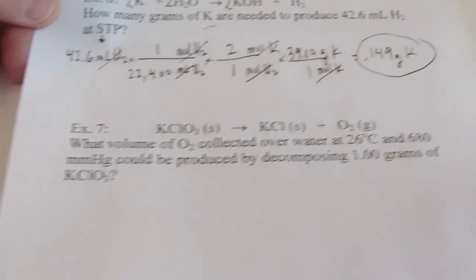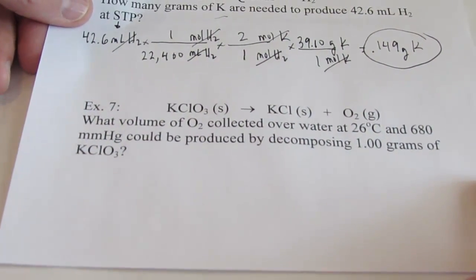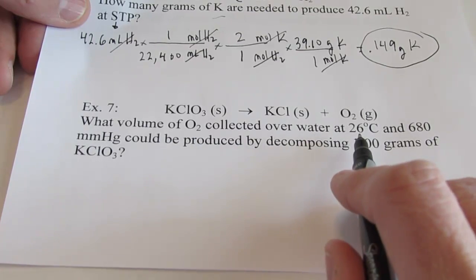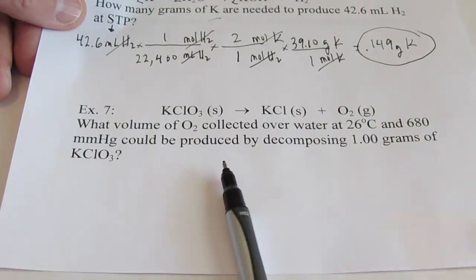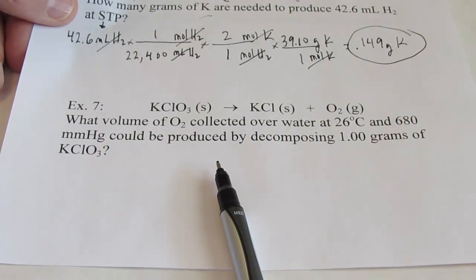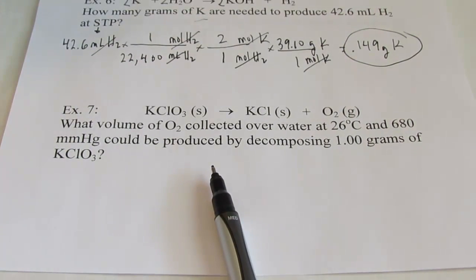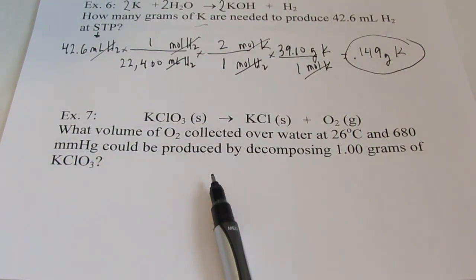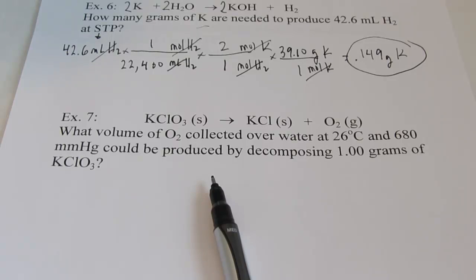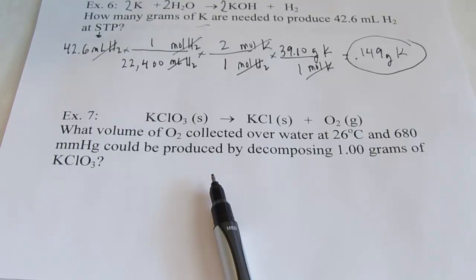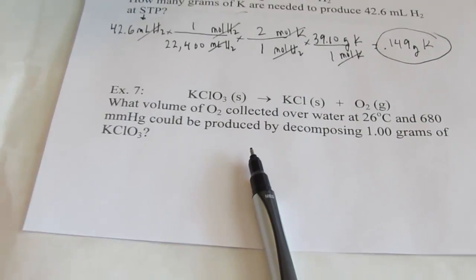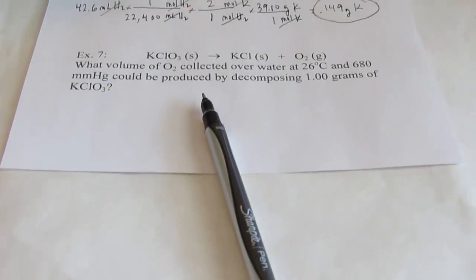Alrighty. Let's take a look at example 7. Now we're collecting something over water at 26 degrees Celsius and 680 millimeters of mercury, and we want to find out how much oxygen can be produced there. So that one's going to involve me finding the vapor pressure of water, because when we collect a gas over water, don't forget that we have to subtract out the vapor pressure of water in order to find the pressure of what we call the dry gas.